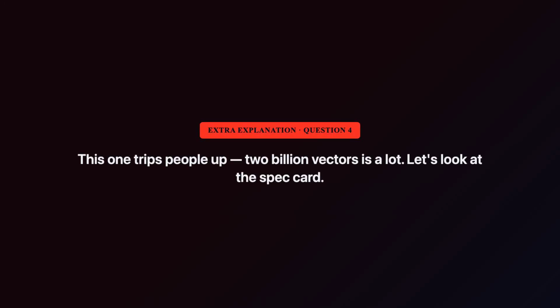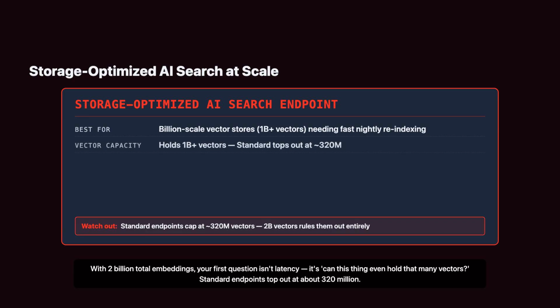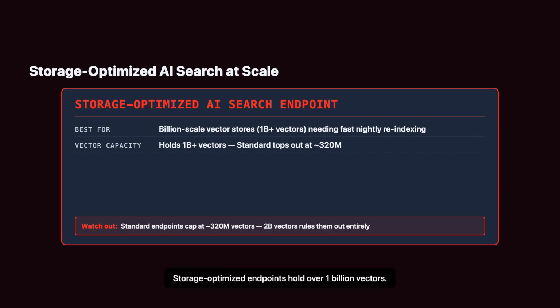This one trips people up. 2 billion vectors is a lot. Let's look at the spec card. Imagine your team adds 50 million new products every night and needs them searchable by morning. With 2 billion total embeddings, your first question isn't latency, it's can this thing even hold that many vectors? Standard endpoints top out at about 320 million. That alone rules them out.